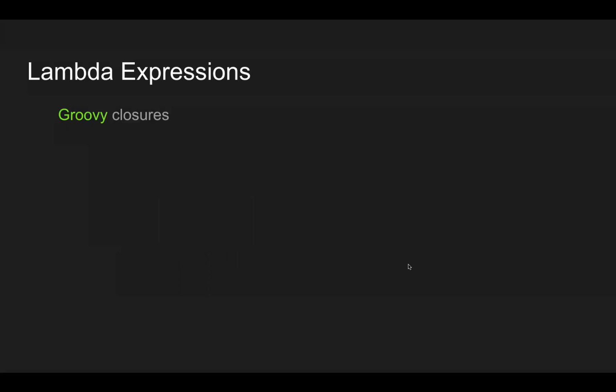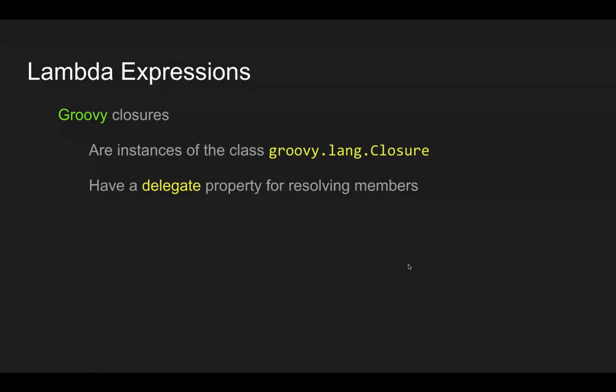Now, in Groovy, they call them closures, actually. And there's a class called closure. And each closure is an instance of this class. And then the closure actually has a property in it called delegate, which is searched if you put a variable or a method inside the closure that is not resolved locally. So I can call something that you don't see.